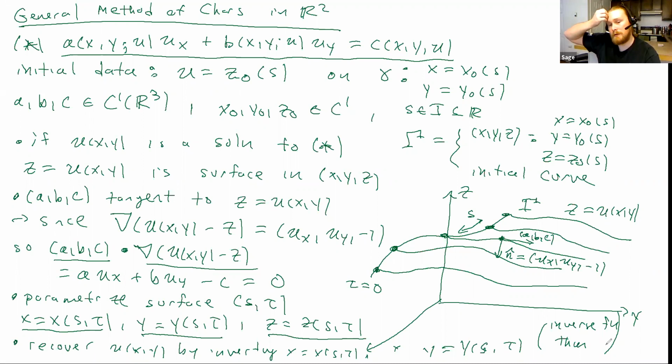In higher dimensional spaces, is it essentially the same, but instead of parameterizing with the curve S, we parameterize with some hypersurface and then advance?